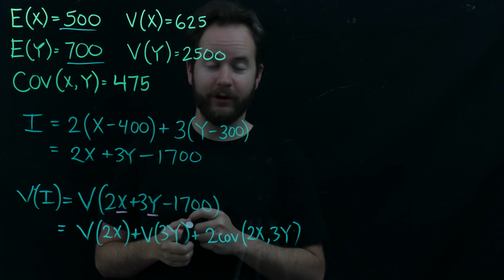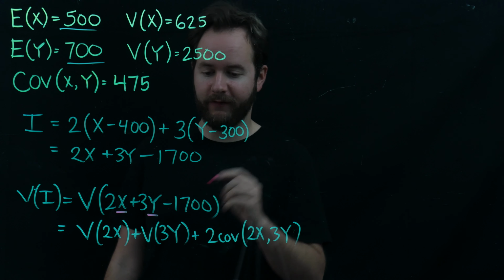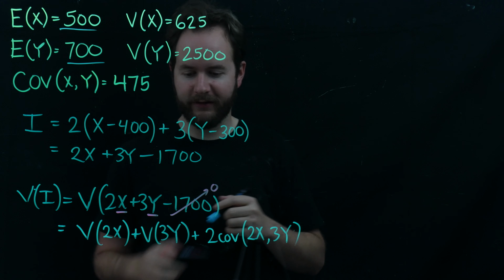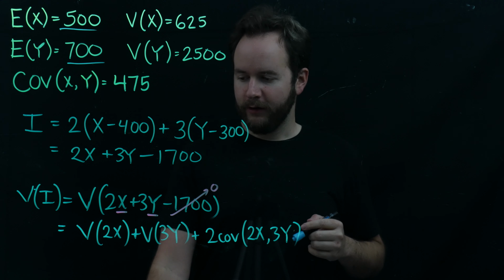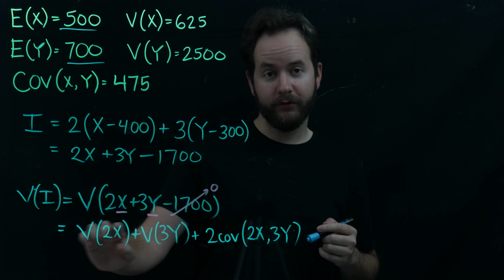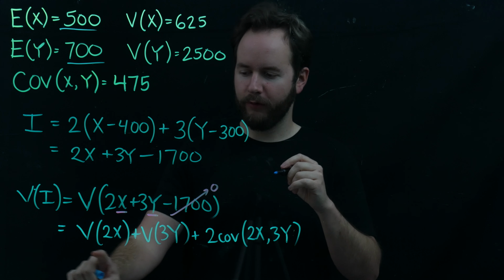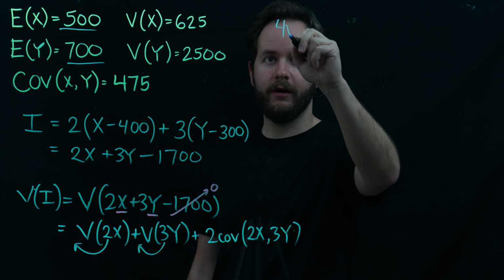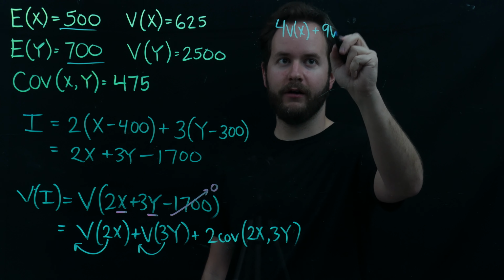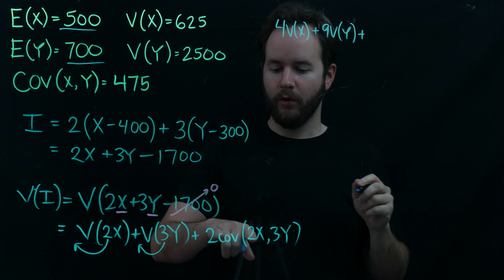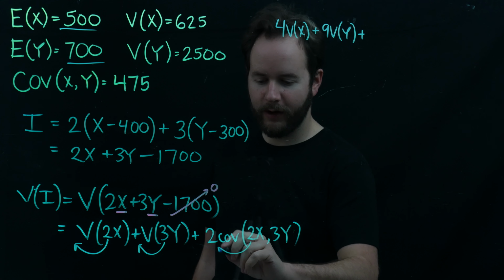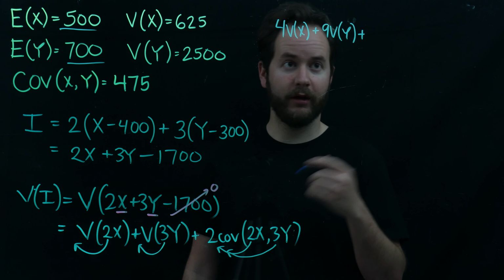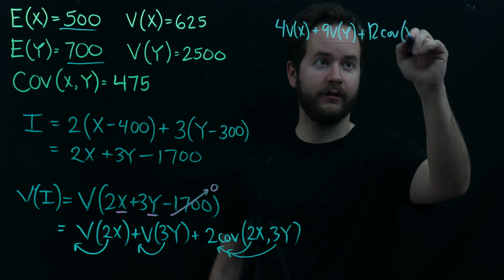The other thing I want to point out is that when there's a constant all by itself inside a variance, it goes away and becomes 0. So that's nice. We don't have to worry about the 1700 at all. I'm going to take this up to the next line and say, when we have a coefficient in front of our x and y inside a variance calculation, we have to pull those out in front, but we have to square them first. So 2, when pulled out, becomes 2 squared, which is 4, and 3, when pulled out, becomes 3 squared, which is 9. So we have 4 variance of x plus 9 variance of y plus covariance. Kind of the same thing happens. I pull the 2 out and I pull the 3 out, but I don't have to square them. So 2 times the 2 times the 3, when they all come out, gives me 12 covariance of xy.